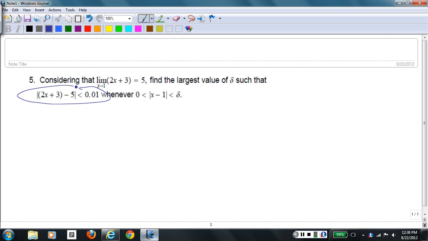So let's start with that and see if we can express the absolute value of x minus 1 in terms of a number that will work for us. I like to begin with this expression, the absolute value of 2x plus 3 minus 5, and work on it a little bit. Simplify it, see what it looks like. If we clear the parentheses and then subtract 5, it's going to look like this: absolute value of 2x minus 2.